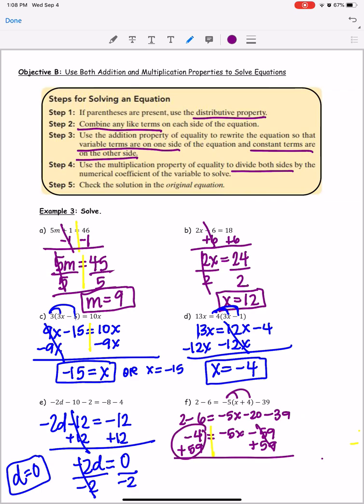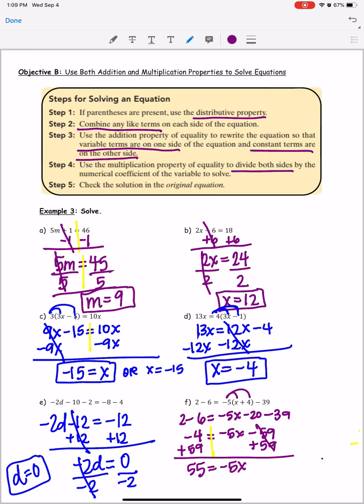So over here, negative 4 plus 59, different signs. So subtract and keep the sign. So we got 55 equals. I'm going to bring down my negative 5x. So now my variable is on one side, my constant's on the other.